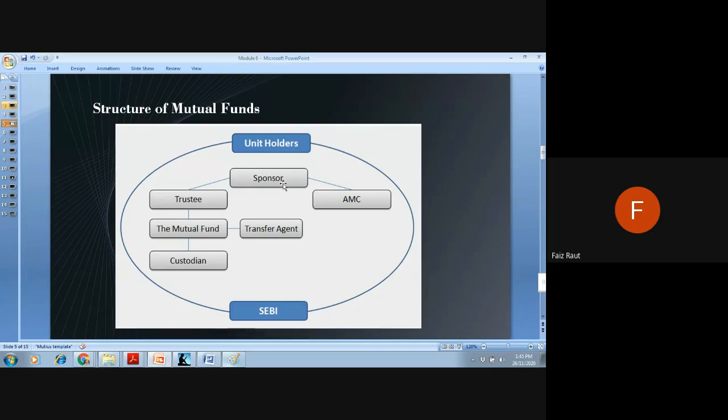Okay, not that important from the exam point of view, but even if it comes in the exam, you make this diagram and you write one or two lines about the sponsor, trustee, who these people are. This is the unit holder, or the holders of the shares, and SEBI. Between them, all those people are there. You just need to make the diagram and explain in one line what each is. So 7 marks you can easily get.